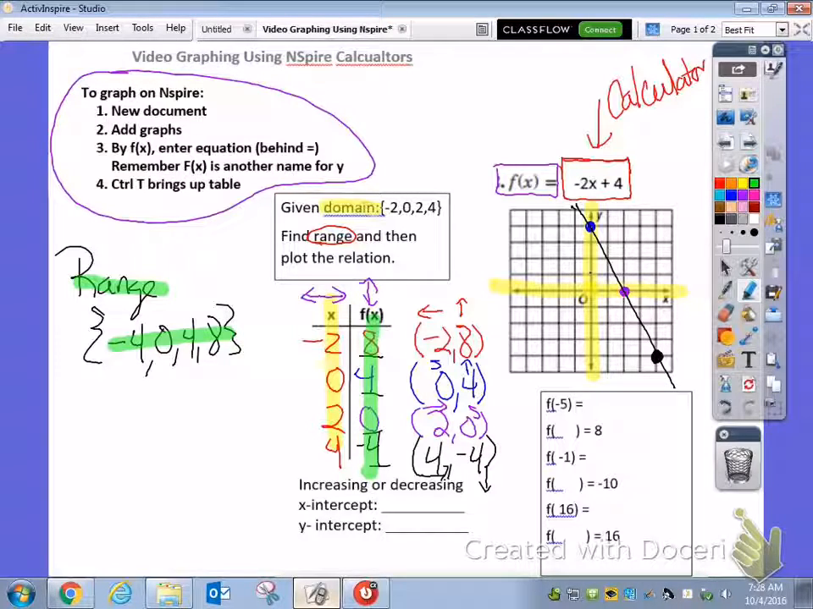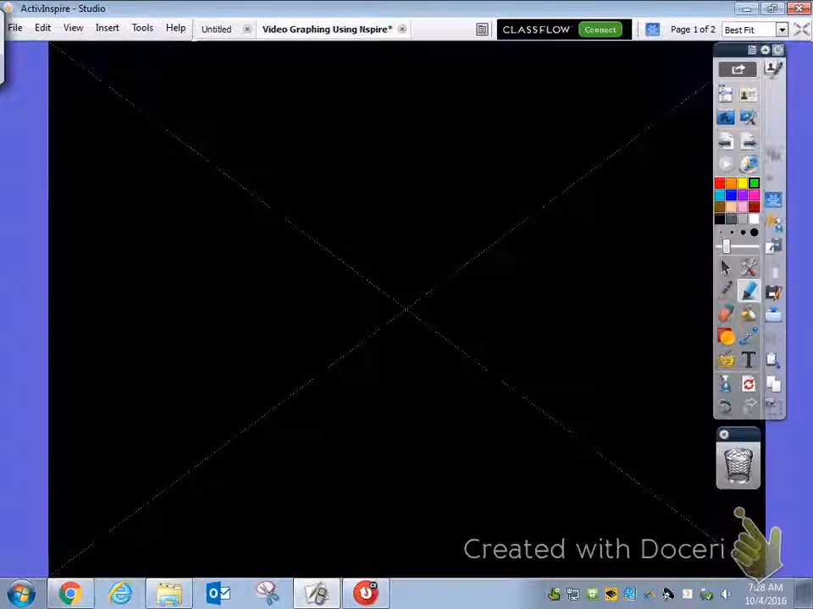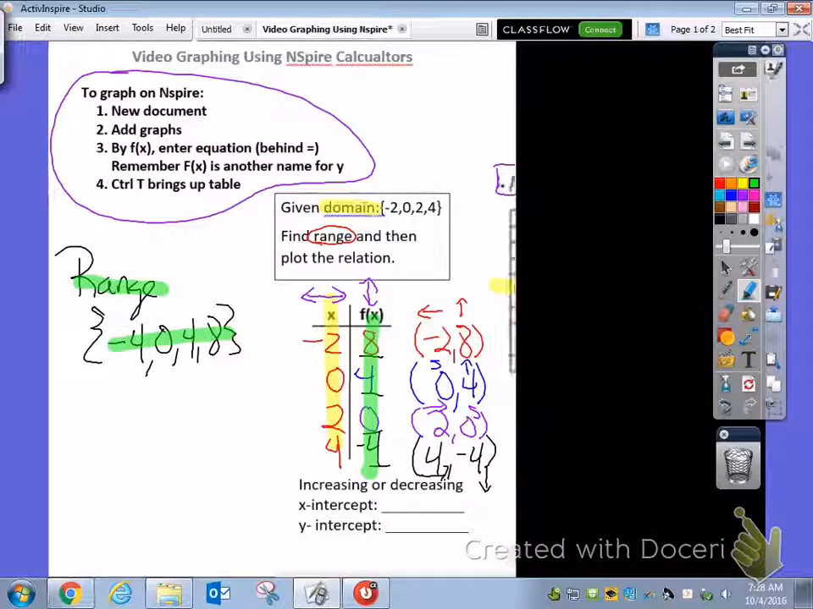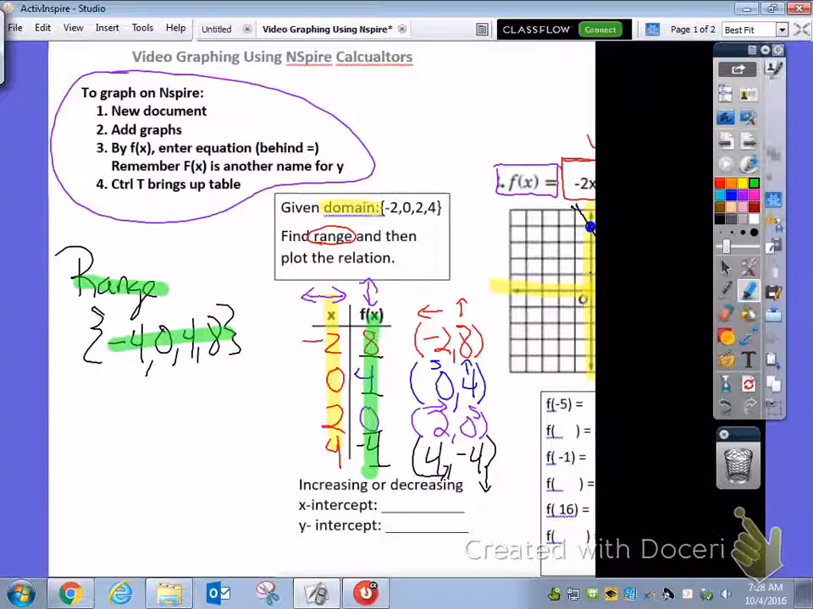Is it increasing or decreasing? So I'm going to pull up my reveal tool, and I always start going from the left. On your graph, look for your line. Where do I first see it? Oh, right here. So I am starting up here. That is where my line first starts.